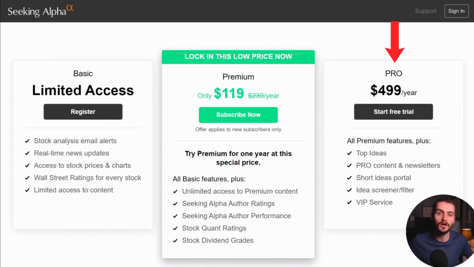I'm not going to talk about the pro version of Seeking Alpha because it runs at $499 per year and I haven't personally used it, so I'm not in a position to talk about it. So let's take a look at some of the features that are included with the premium version of Seeking Alpha.